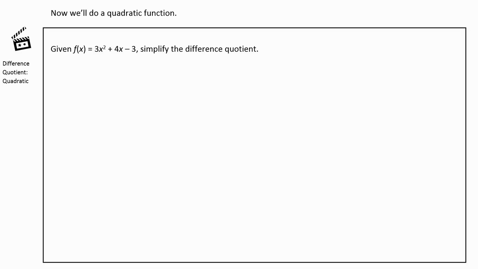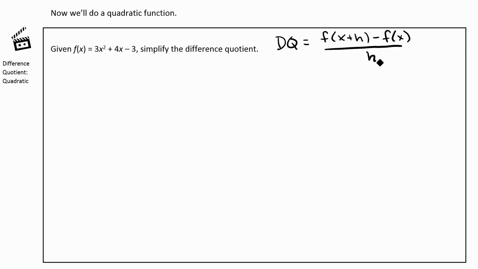Okay, now we're going to find the difference quotient of a quadratic function, something that has a squared in it. So the formula stays the same. The difference quotient is equal to f of x plus h minus f of x over h. And this isn't a formula you have to memorize. It's on your formula sheet. The really important thing for you to focus on is how you use this formula.